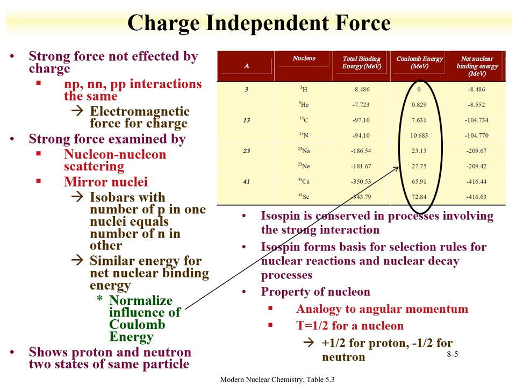protons in the nuclei. And what this shows, if we take the total binding energy and compare it with the Coulomb energy, we see that the net nuclear binding energy is very similar based upon the total number of nucleons in a given nucleus. And this can be used to show that protons and neutrons are actually two states, can be considered two states of the same particle. And actually this term is called isospin, and it's another parameter that can act to determine reactions based upon the strong nuclear force. And here's some data on isospin.